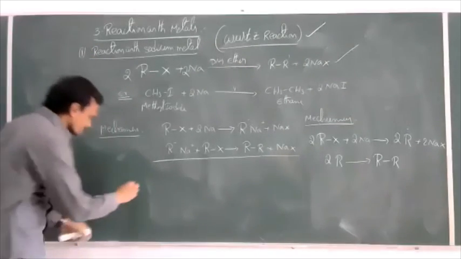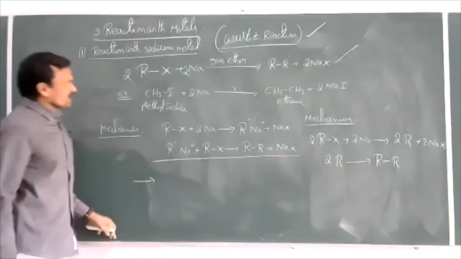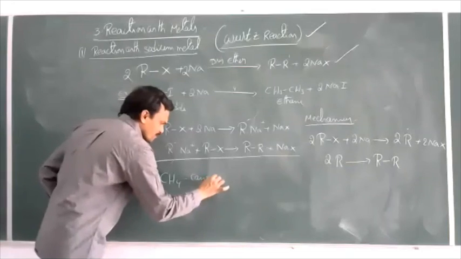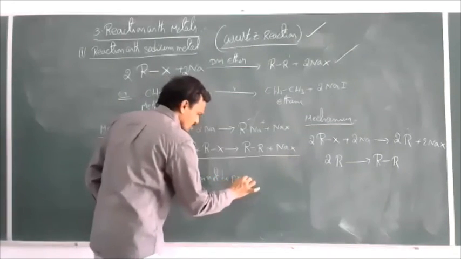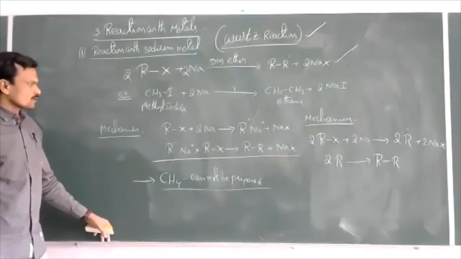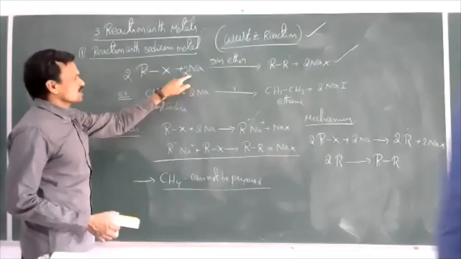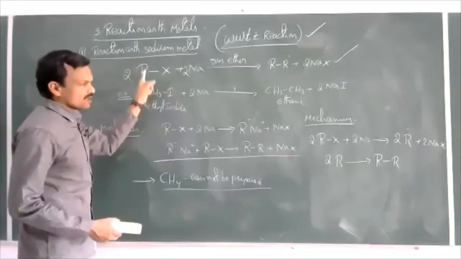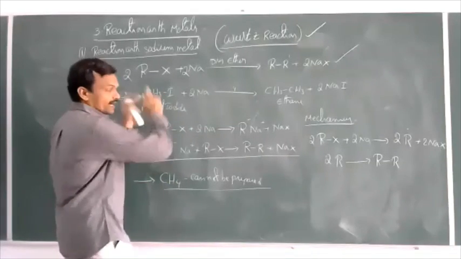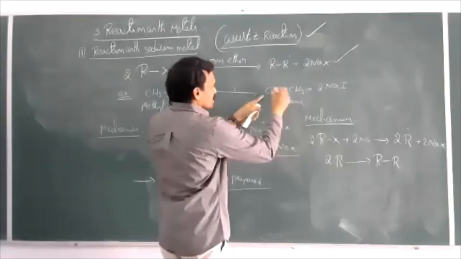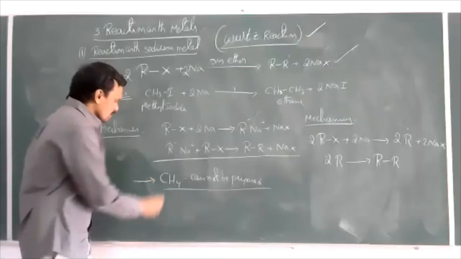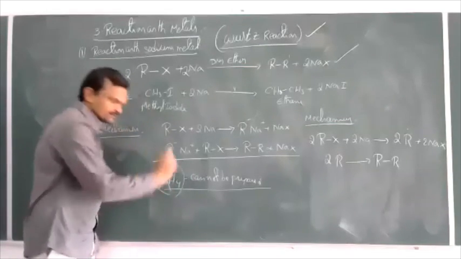But one thing here. By this Wurtz reaction, methane CH4 cannot be prepared. Why? Because during this Wurtz reaction, there should be a formation of a new carbon-carbon bond. So here CH3I is there, methyl iodide. Here CH3-CH3. In this Wurtz reaction, a new carbon-carbon bond is formed. So methane cannot be prepared by this method.